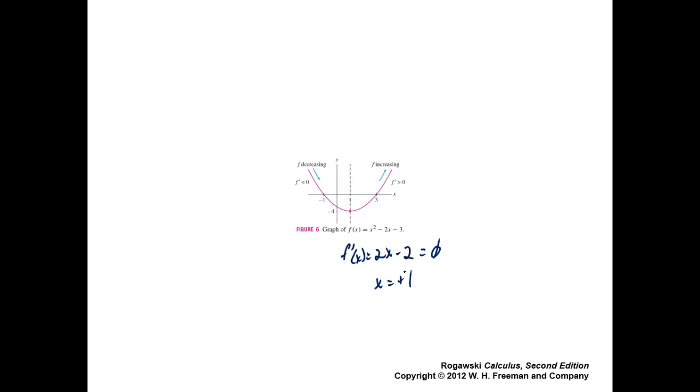Pick a number to the left of 1, a real easy one. How about 0? So plug in f prime of 0, and what do you get? Negative 2. So what's it doing to the left of 1? Decreasing, and always decreasing, because that's the only place it's going to be 0. And then let's choose f prime of 2, something to the right. That's going to be a positive 2, so it's strictly increasing anywhere to the right.